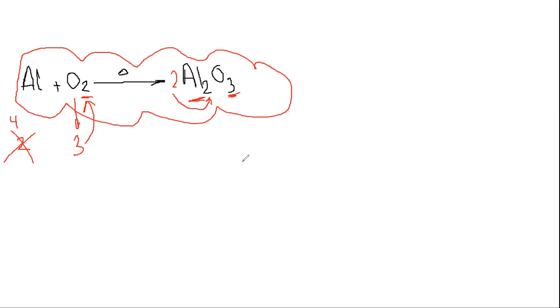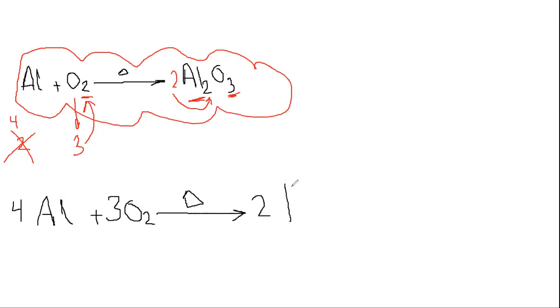So what will the product equation be? 4Al plus 3O2, arrow by heat, produce 2Al2O3. And this is the final equation, Mariam. This is the final equation.